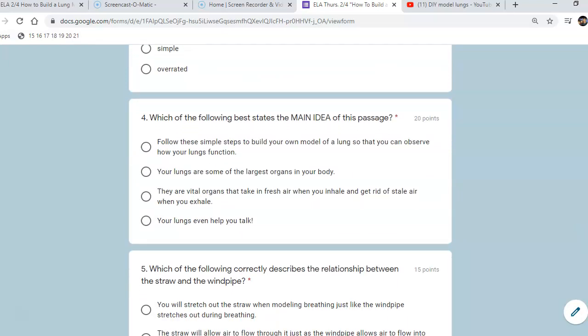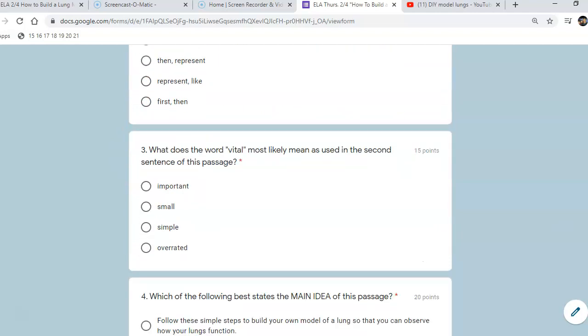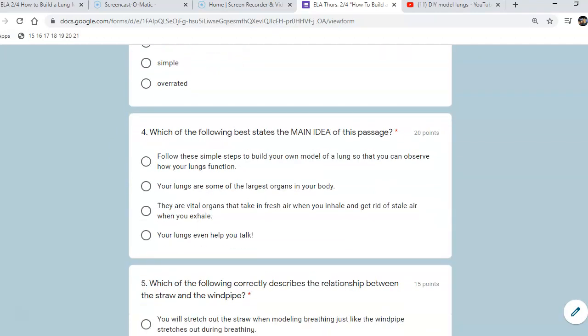And of course that was our standard RI 5.4, which is what we're working on this week. Number 4, this is for standard RI 5.2, where we're focusing on main ideas. I am struggling to talk, I'm sorry. Which of the following best states the main idea of this passage? So remember, main idea, what it's mostly about, the point the author is trying to get across to us.